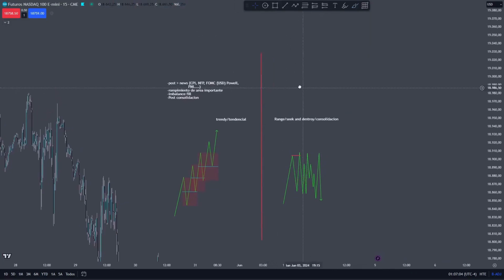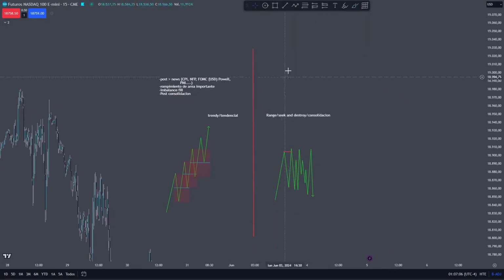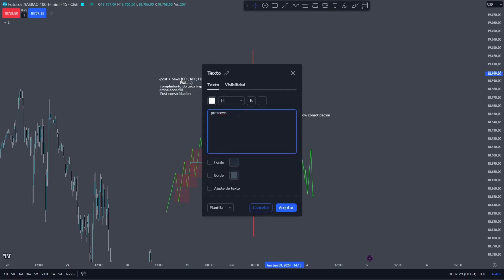Now, when can I expect the market to have consolidated a range? By doing the exact opposite of this. That's simple. Before news. The same, before all the news. Sometimes even before Powell speaks. Sometimes even before the opening.